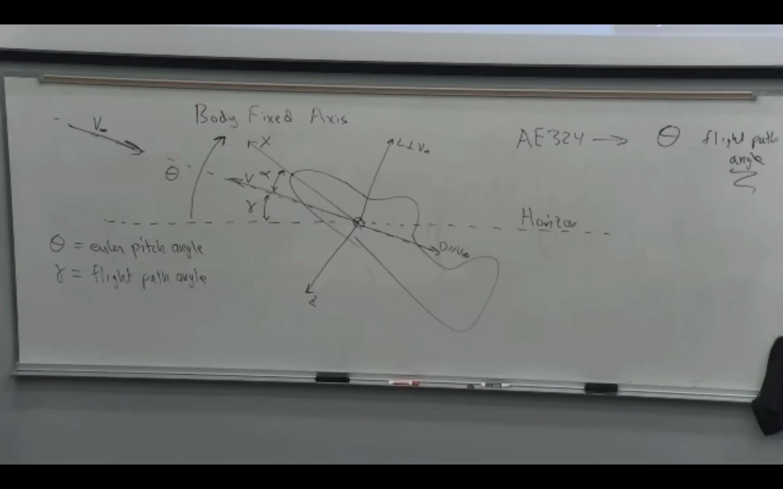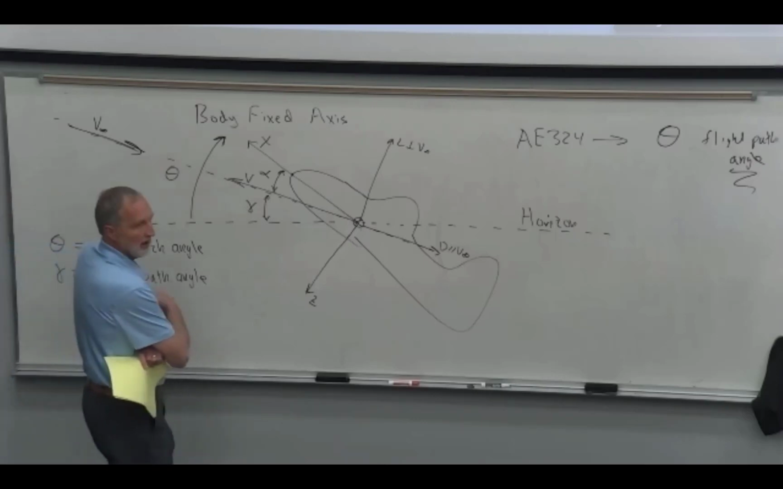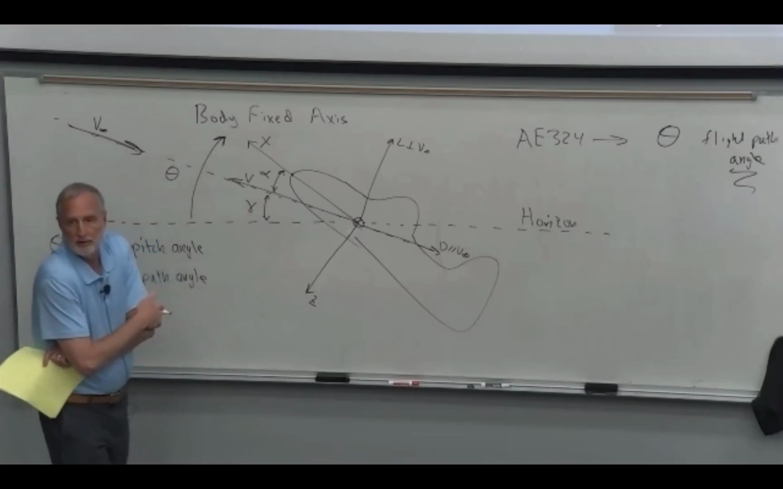So if we stuck with the XZ axis system that we've defined, pointing out the nose, we have to resolve the lift and drag into the X and Z directions. So it'd be lift times cosine of alpha, lift times sine of alpha. That's the forward and downward components, and the same thing with the drag. No big deal. We can just do that.